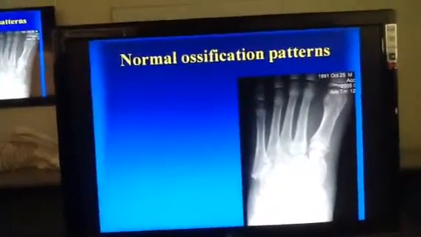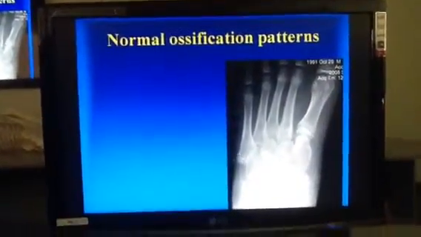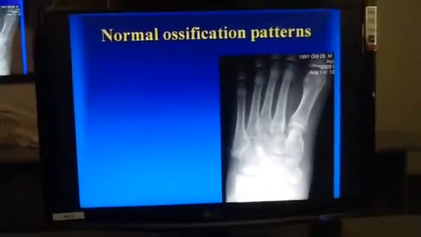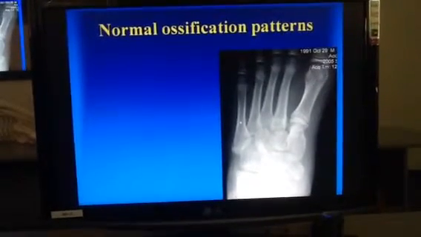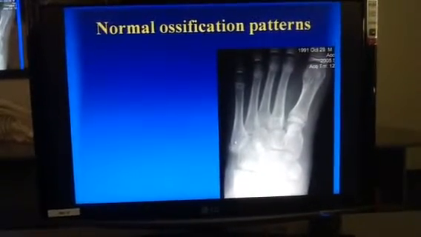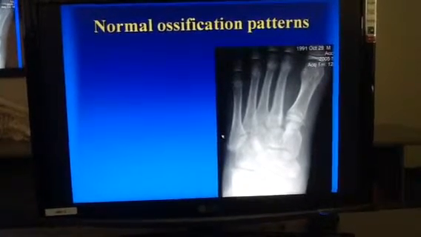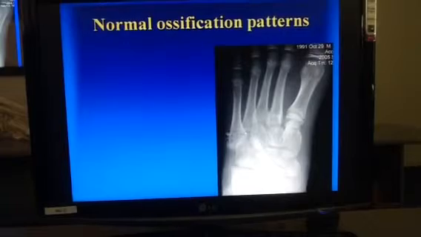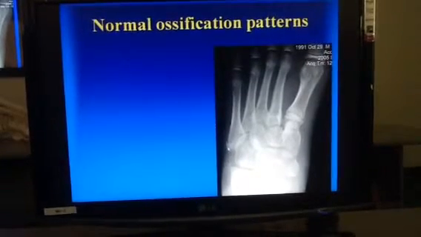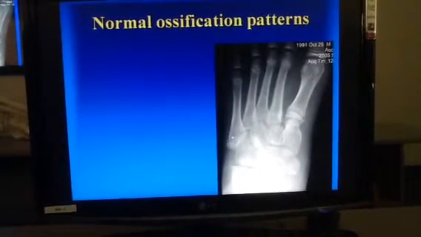Ununited apophysis. Remember that the apophysis is in the same plane as the long axis of the fifth metatarsal. If it's a fracture, it's perpendicular to the long axis. So that would be fracture in this direction. This direction is an unfused apophysis. You need to know that.